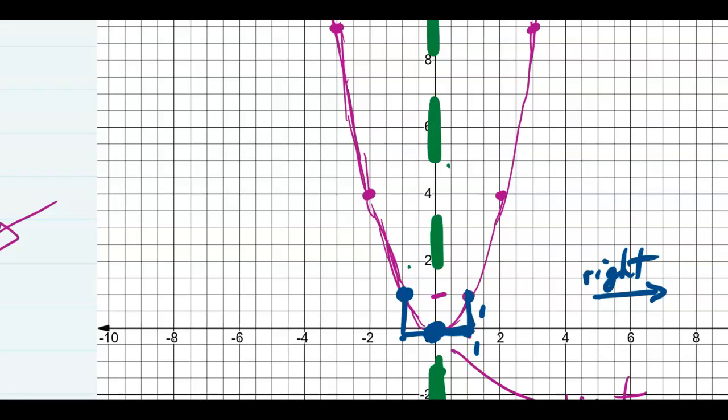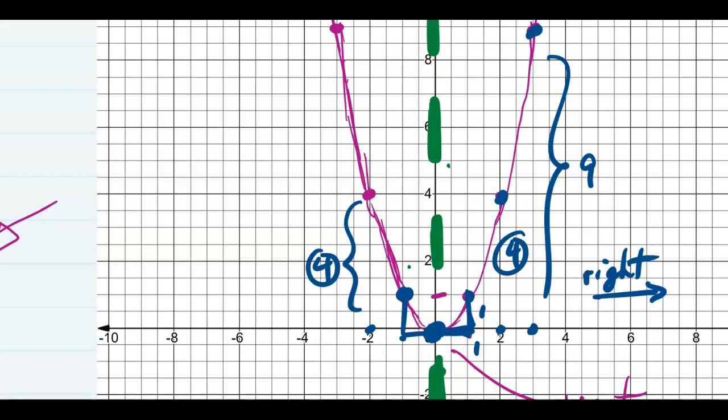y equals x squared. If we go over 2 from the vertex to the right, we go up by 4. And if we go over 3, we go up by 9. Now if we go from the vertex to the left by 2, we go up by 4. That's the same amount as going to the right by 2.